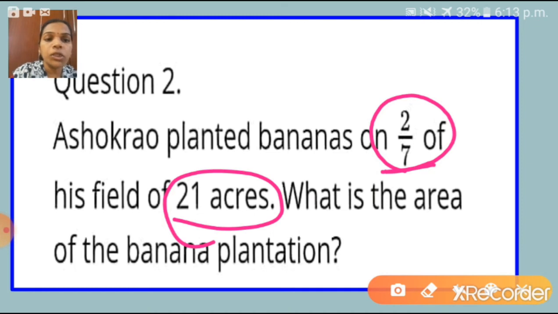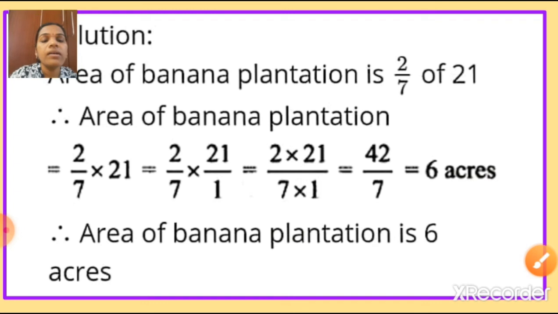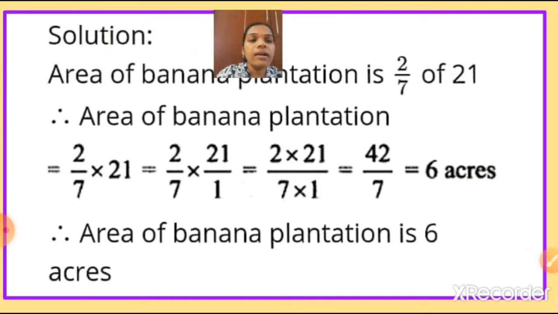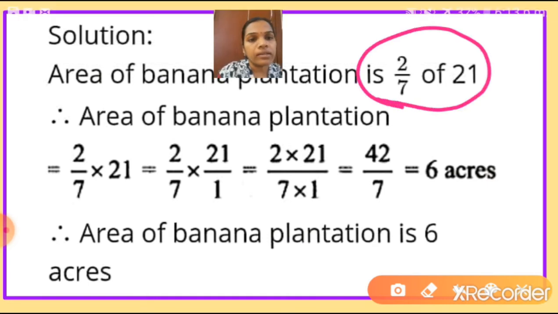Okay, see here, Ashok Rao planted bananas on 2 upon 7 part of his field. That area of field is what? 21 acres. So what is the area of the banana plantation? So in that 21 acres, we have to find the part of 2 upon 7. Okay, for that, see here, children. Area of banana plantation is 2 upon 7 of 21 acre. This statement is already given in your textbook.